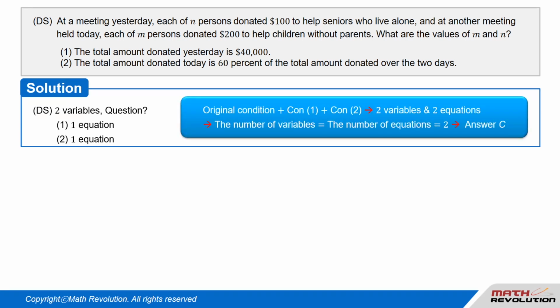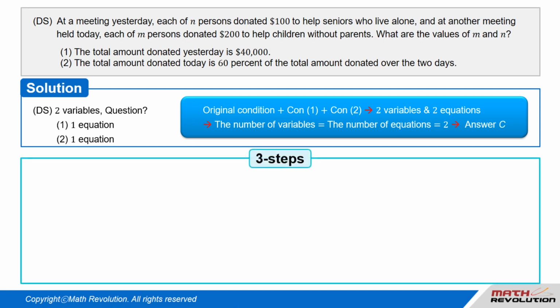Now, 2 variables would generally require 2 equations to find the values of the variables. We are aware that each condition should give us an equation, resulting in a total of 2 equations. An equal number of equations and variables should logically give us answer C. Let's apply 3 steps suggested previously.